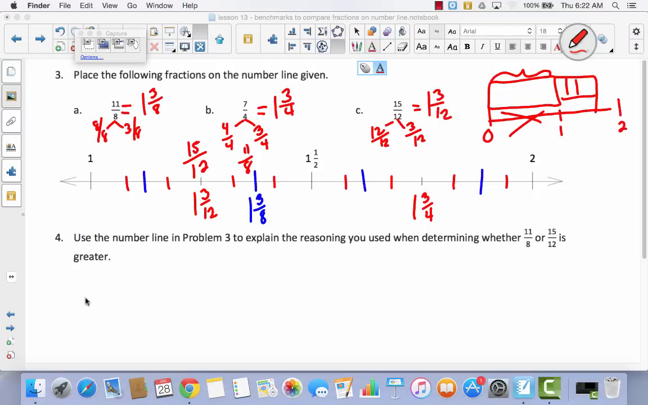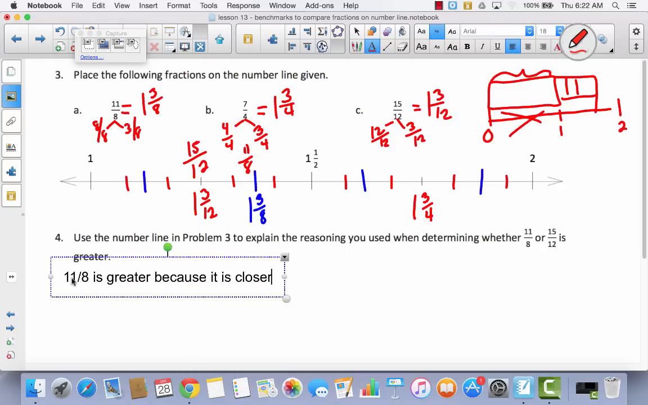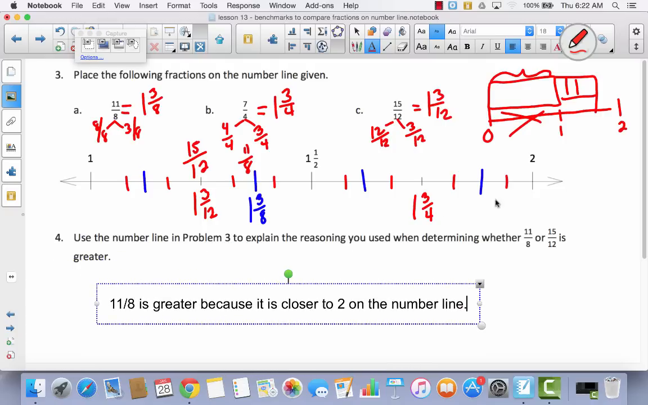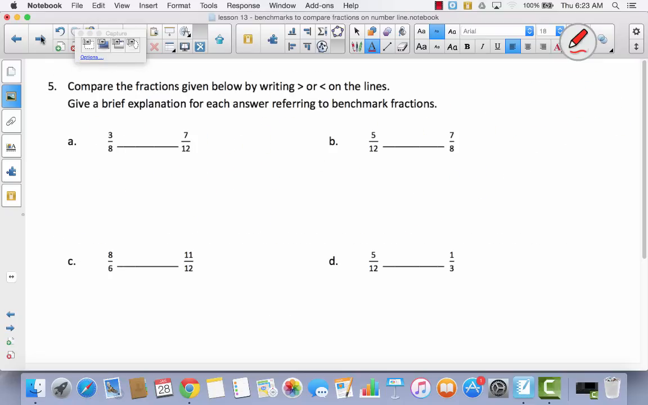I'm going to type this because I can type faster than I can write. So we'll say 11/8 is greater because it is closer to 2 on the number line. When you look at the number line, once you put them on the number line, whichever one's closer to the larger number is bigger. You also could have said that 15/12 is less because it's closer to 1. Okay? All right, so let's take a look at number 5.